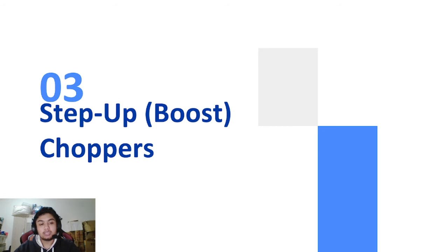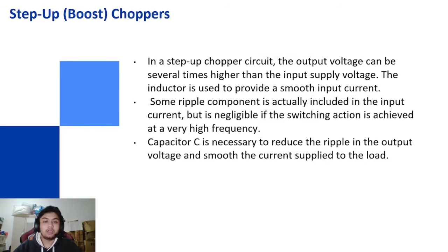Okay, the last one is the step up boost chopper. In a step up chopper circuit, the output voltage can be several times higher than the input supply voltage. The inductor is used to provide a smooth input current. Some ripple component is actually included in the input current, but it is negligible if the switching action is achieved at very high frequency. Capacitor C is necessary to reduce the ripple in the output voltage and smooth the current supply to the load.